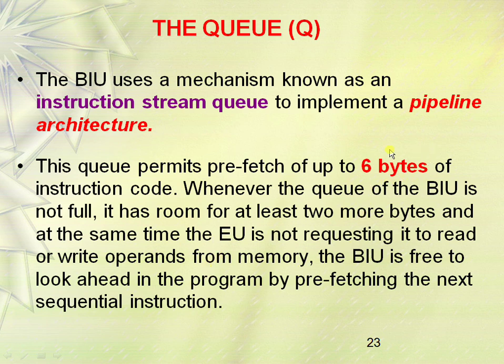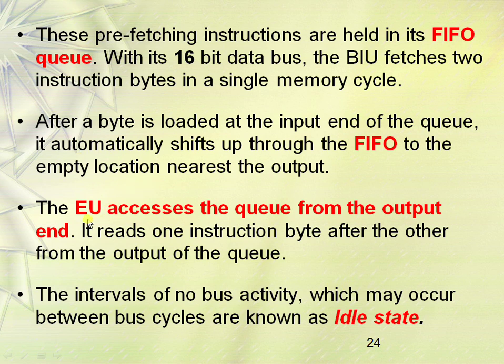Here it is a 6-byte queue. From one end instructions will be stored, and from the other end the execution unit is going to retrieve the instructions. The EU accesses the queue from the output end. It reads one instruction byte after the other from the output of the queue. The intervals of no bus activity which may occur between bus cycles are known as idle state. If the execution unit or the bus interface unit is not doing any kind of operation, then those cycles are called idle state.